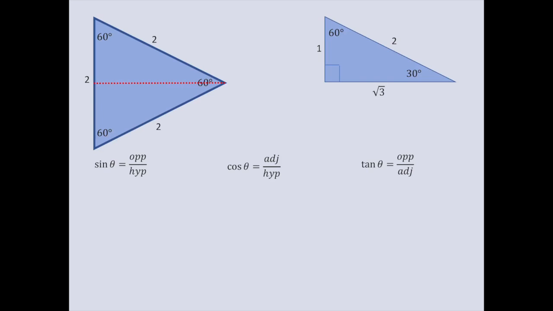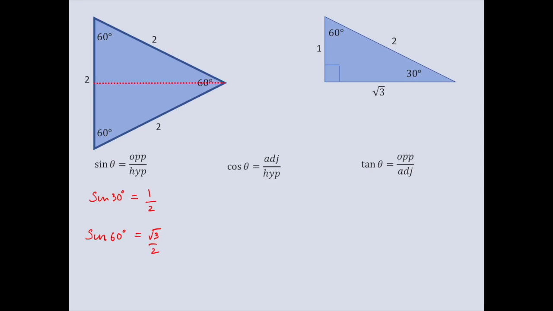If we start off with looking at sine, we could say that sine theta is opposite over hypotenuse. So we can say that sine 30 will be 1, the opposite, over 2, or half. And we can also say that sine 60 is root 3 over 2.